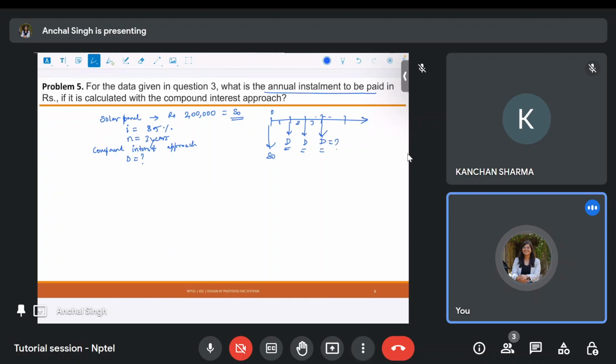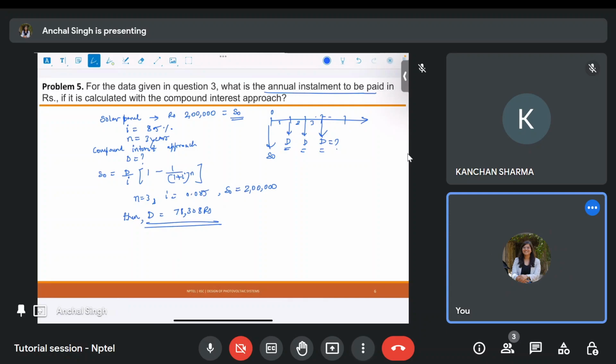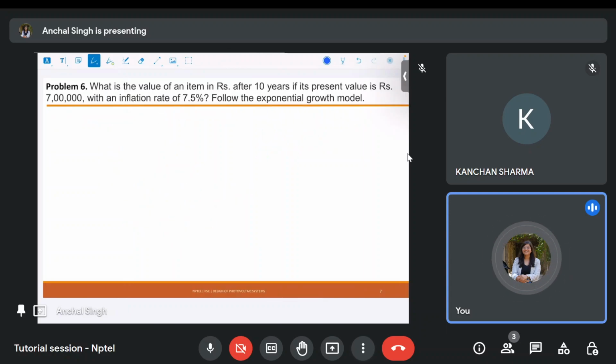So we know that there is a standard formula where S0 is equal to D by I into the annuity factor. If you put N equal to 3, I equal to 0.085, and S0 equal to 2 lakhs, then D is equal to 78,308 rupees, approximately. So this is the solution for this problem. Now let us move on to the next problem.